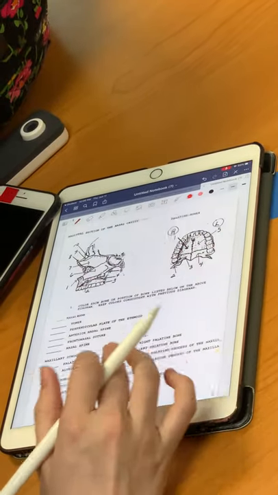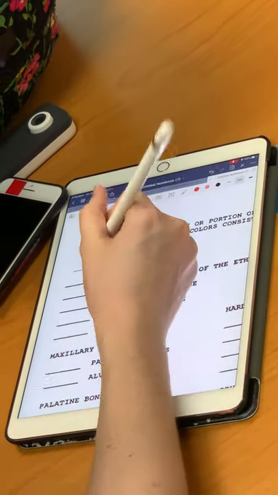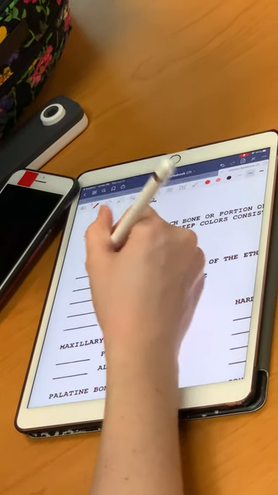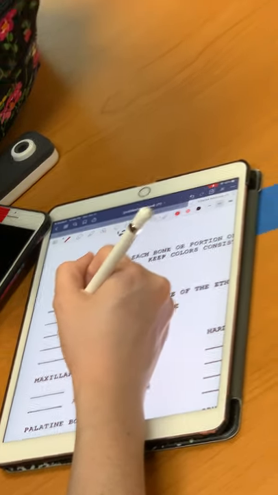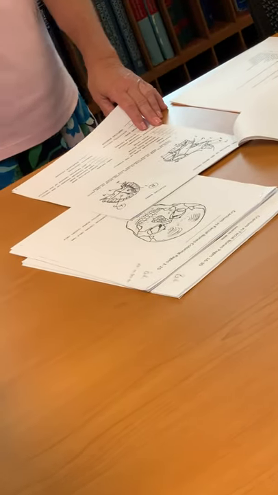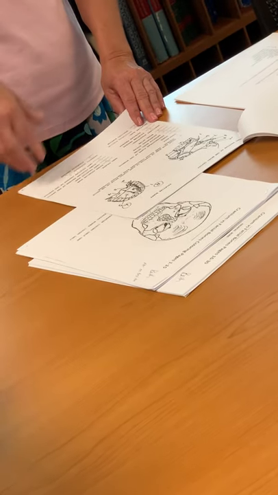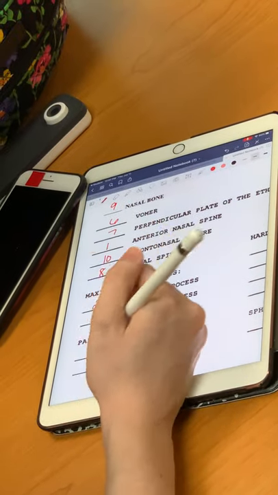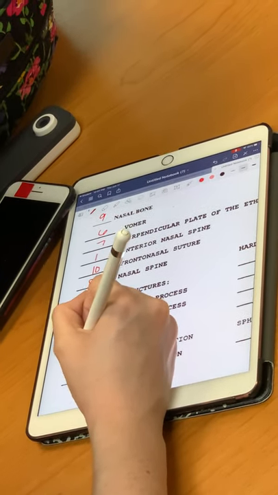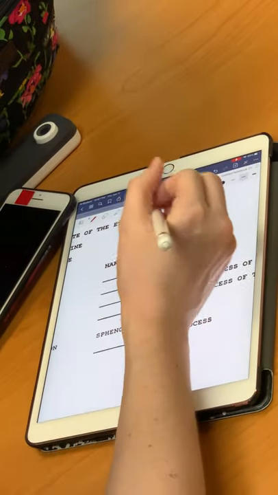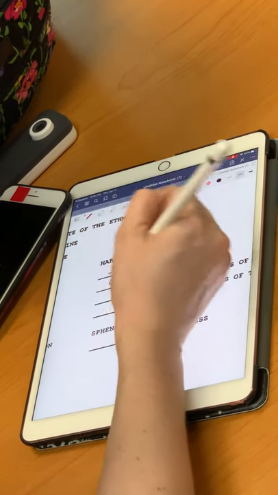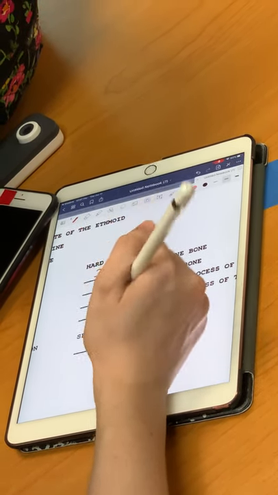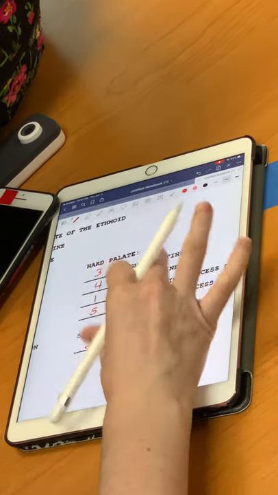Okay, page 3. Starting at the top, 9 is the nasal bone, 6 is the vomer, 7 is perpendicular plate, 1 is anterior nasal spine, 10 is frontonasal suture, 8 is the nasal spine, 2 is the palatine process, 3 is the alveolar process, 4 is the horizontal portion, 5 is the vertical portion, 3 is the right palatine, 4 is the left palatine, 1 is the right palatine process, and 5 is the left palatine process, and 2 is the pterygoid process.